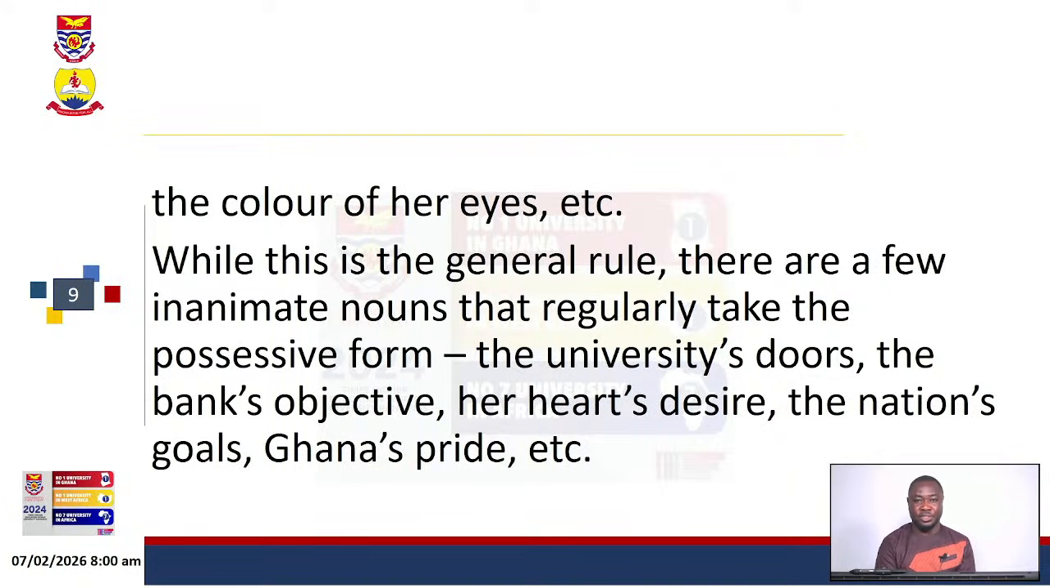So for an exception, an inanimate noun like university can take the apostrophe and the S. So the university's doors, university's gate, the bank's objective, her heart's desire, the nation's goals, Ghana's pride, etc. So these must be counted as exceptions to the rule that we stated earlier, that inanimate nouns do not take the apostrophe S marking. Rather, they take the of phrase constructions.